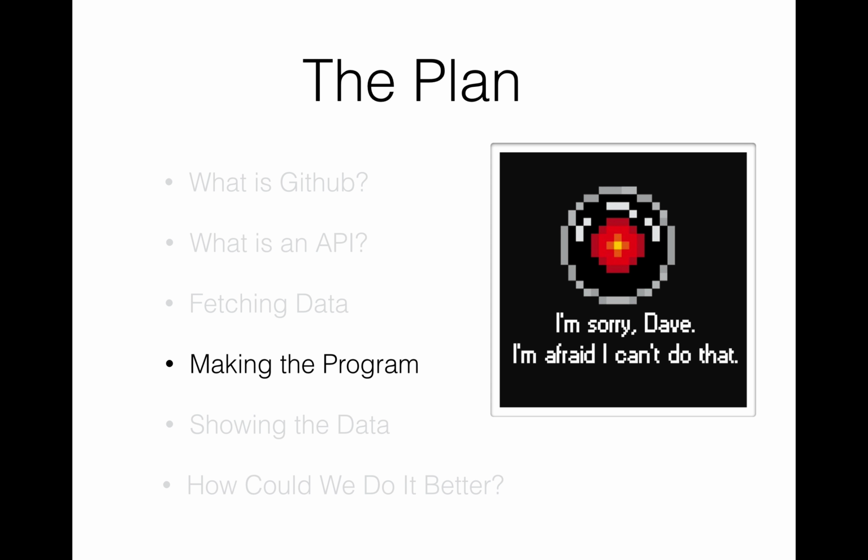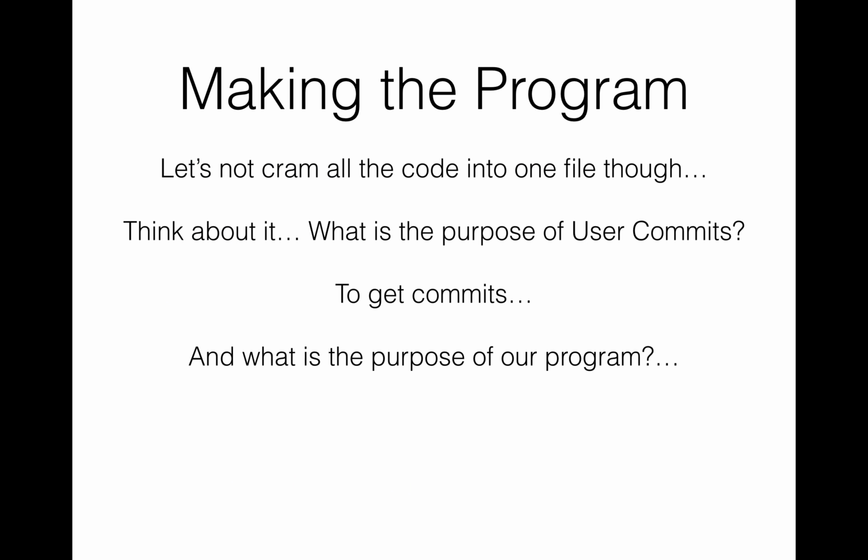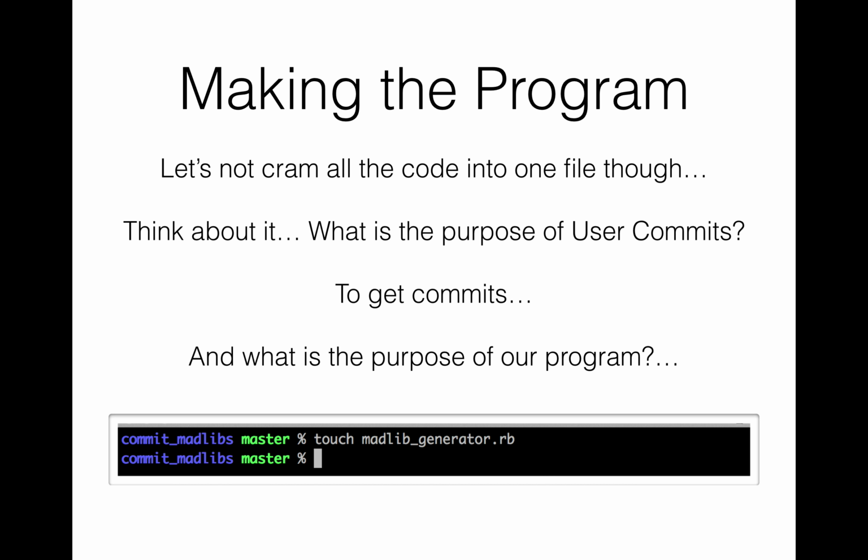So the next step, we're going to need to make the program. So let's not cram all of the code into one file. So remember we have this user commits class. What is the purpose of it? It's to get the commit messages. So what's the purpose of our program? That one's actually a madlib generator.